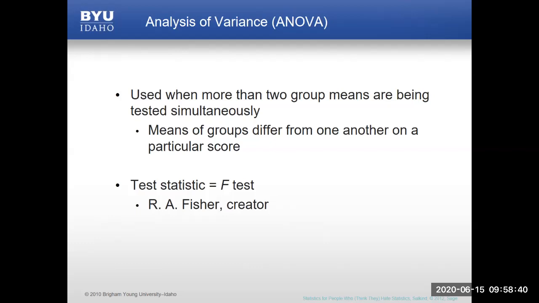What if you want to know if there are racial differences and there's more than one race category? Or what if you want to know if there's gender differences and you have more than two gender categories? And honestly, most things we have more than two categories that we're dealing with. So Fisher is the person who came up with the ANOVA test, and so the test statistic is called the F test.